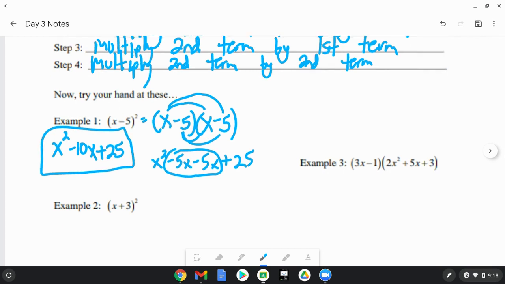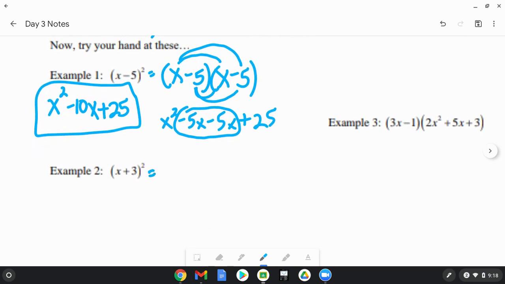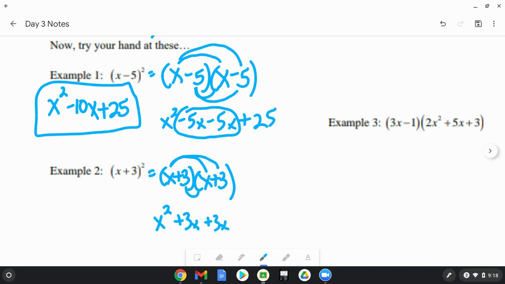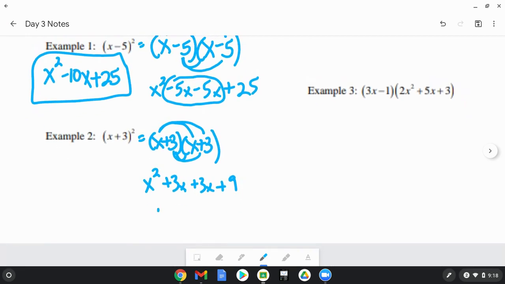Example 2 is very similar. It's x plus 3 squared. So whenever I see that squared, I have to write it twice. Once I write it twice, I can do my double distribute. So we have the first term times the first term, the first by the second, second by the first, and second term by the second term would give me 9. If I combine like terms, those 3 x's in the middle can combine, and I get x squared plus 6x plus 9. And that would be my final answer. That's also a quadratic trinomial.